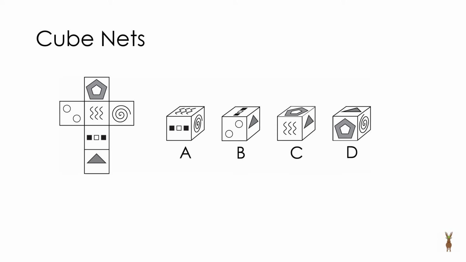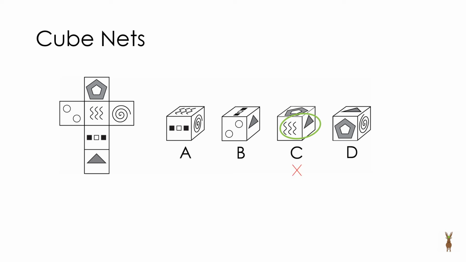Now let's move to example 2. Again, we have the cube net on the left of the slide. We also have 4 cubes and need to decide which of the 4 options, A, B, C or D, can be made from the net. Firstly, we see that the squiggly lines and the grey triangle are 2 faces apart on the net, but they are next to each other in option C. So option C cannot be correct.